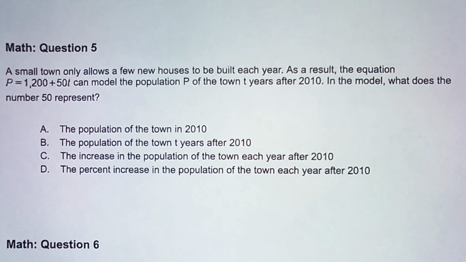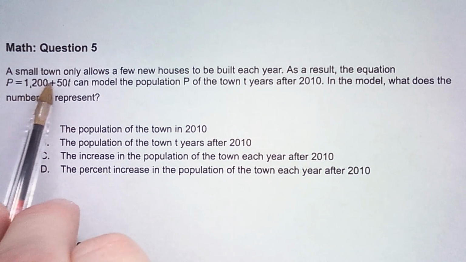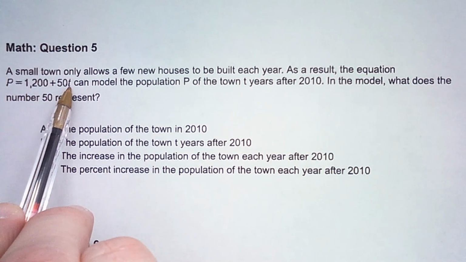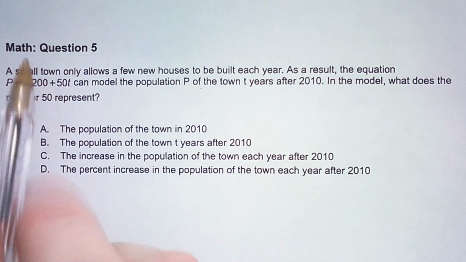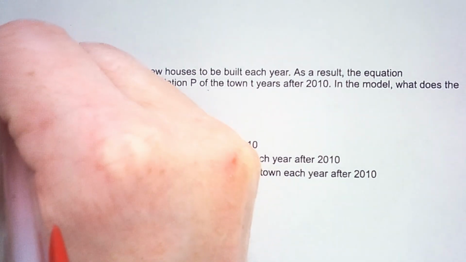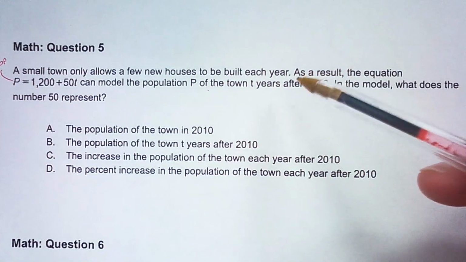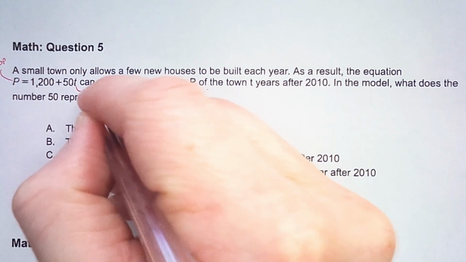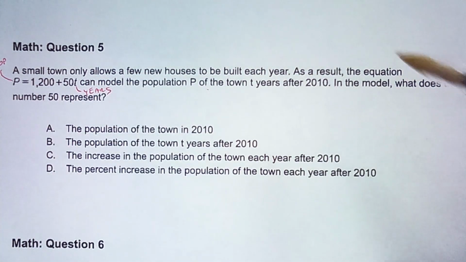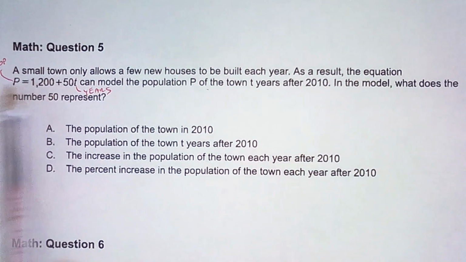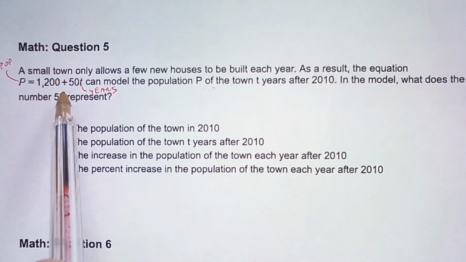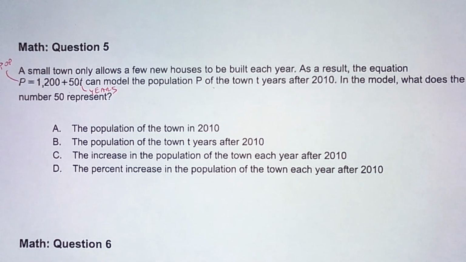A small town only allows a few houses to be built each year. As a result, this equation, P equals 1200 plus 50T, can model the population P of the town. So P is the population. T years, so T represents years, after 2010. Okay, so they started counting in 2010, and it follows this linear equation. What does the number 50 represent?